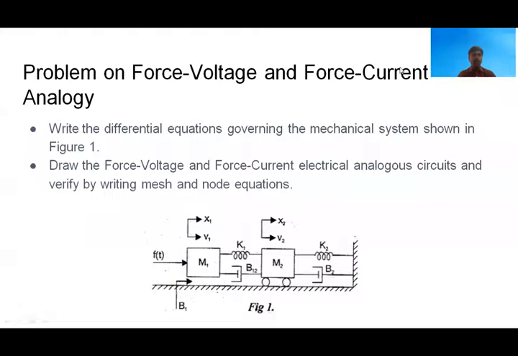Now we will see the force voltage and force current analogy through a problem, how the given mechanical system will be converted to an electrical model. In this problem, we have two objectives. First one is differential equations: write the differential equations governing the mechanical system shown in the figure. And second objective is draw the force voltage and force current electrical analogous circuits. And also we have to verify by writing mesh and nodal equations.